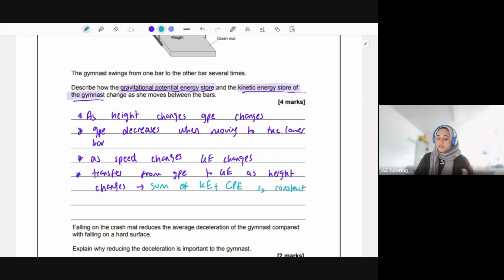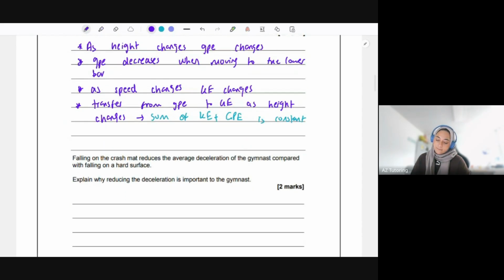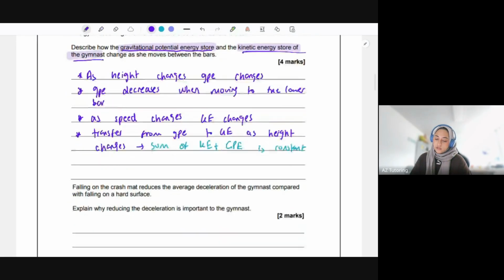Also, please write the full words when you're doing your exam tomorrow. So write fully kinetic energy, write fully gravitational potential energy. I've kept it simple here. So you could say either one. You could say that purple part, or you could say the blue part for that final mark. You'd get the mark either way. Okay, so that's for 4 marks.